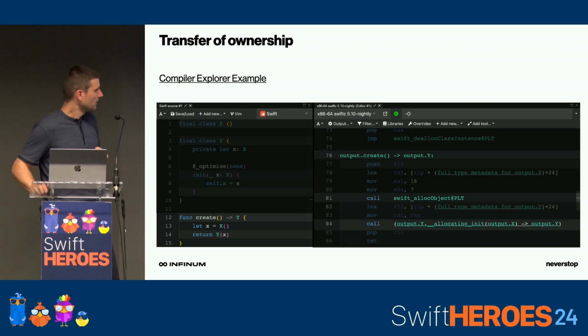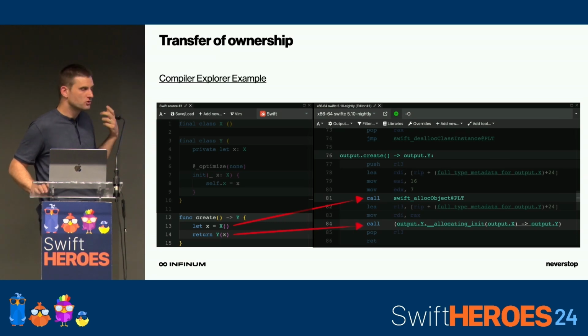And what you can see is that this Swift alloc object is called as usual, and there is a call to initialize y, but there is no retain in between. And the reason for that is that the compiler sees that it can forward ownership of x to the initializer of y.